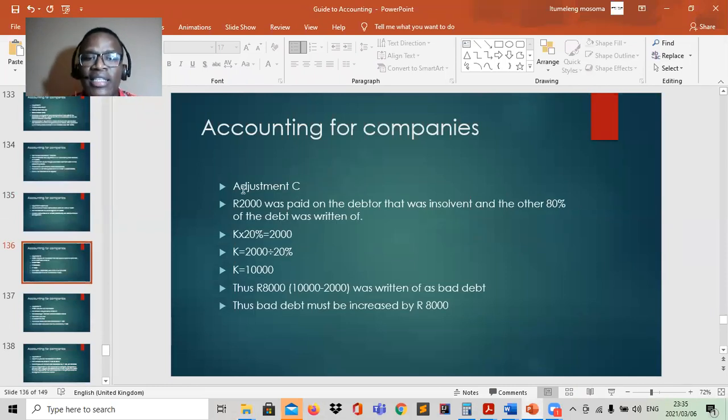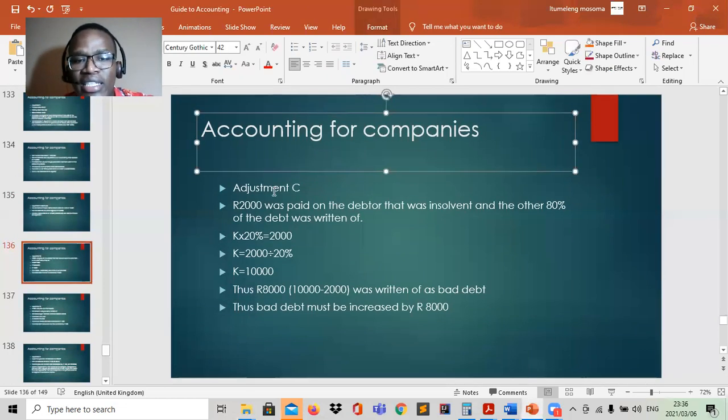So what you can take is that there's 2,000 that was paid by the debtor, and this debtor was insolvent. Insolvent means the debtor's liabilities are greater than his assets, right? So he has to be declared insolvent, meaning he cannot pay his liabilities. And we are told that this 2,000 is 20% of the debt. Then the other 80% is going to be written off. And we've learned from the previous video that when a debt is written off, it becomes a bad debt, right?